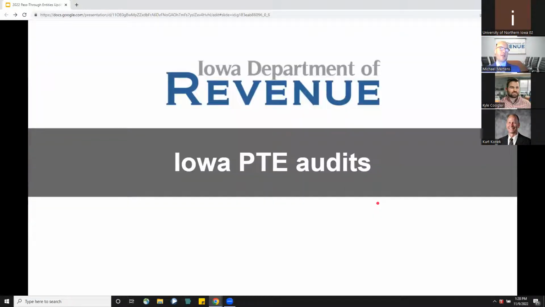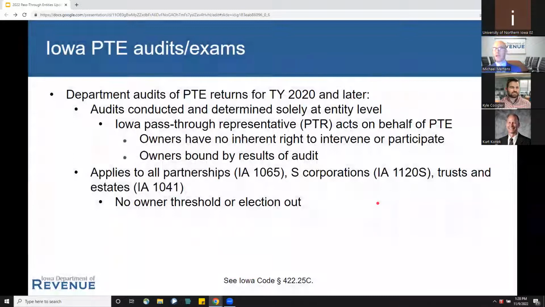Two minutes is not enough time to talk about pass-through entity audits, but I will give it my best shot. A few years ago, the Iowa legislature changed the way that the Department of Revenue administers audits of pass-through entities. Essentially, in a nutshell, audits of pass-through entities must be conducted and determined solely at the entity level. These audits will be conducted through the Iowa pass-through representative that is designated on that pass-through entity's return. So owners have no inherent right to intervene or participate in that audit, and the owners are bound by the results of that audit.